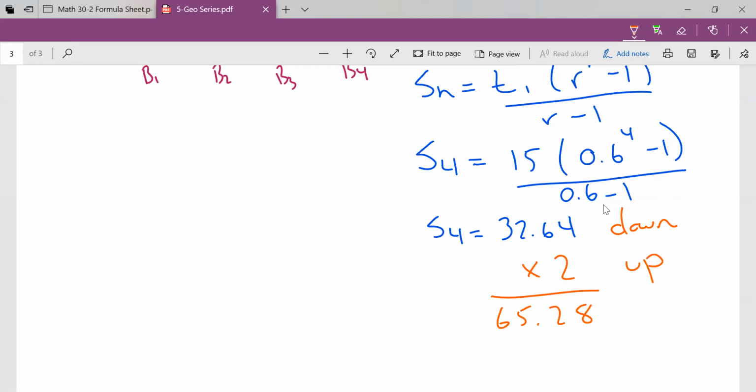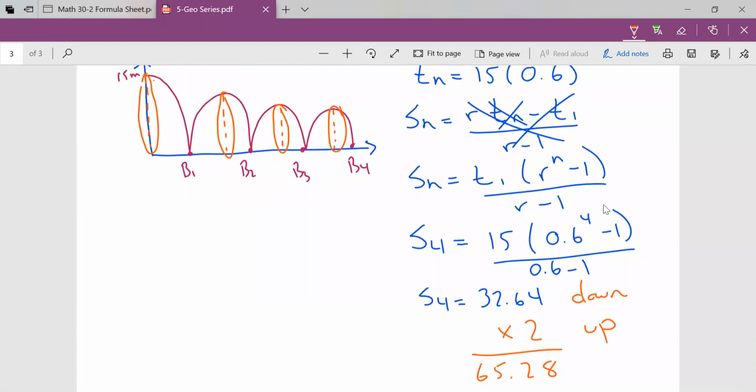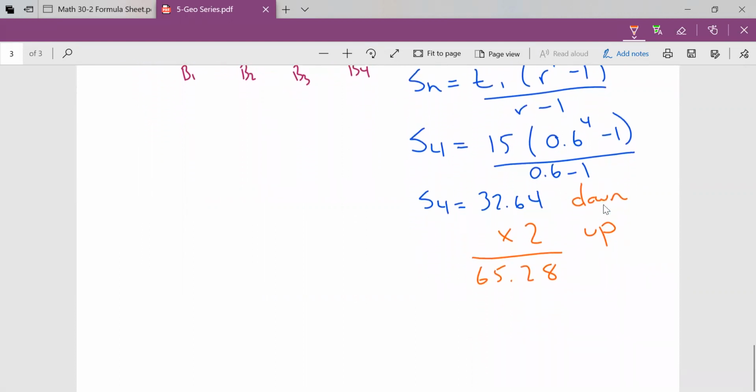But we've just got to be a little careful here, because on the very first one, that ball didn't go down and up, it just went down. So now what I'm going to do is subtract one of those initial heights out. So we were initially at 15 meters, and so subtract that out, and we're going to be at 50.28, and it said to the nearest tenth, so I'm going to say 50.3 meters, I believe it was.